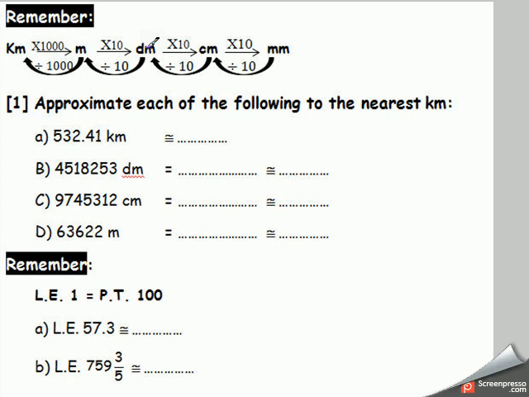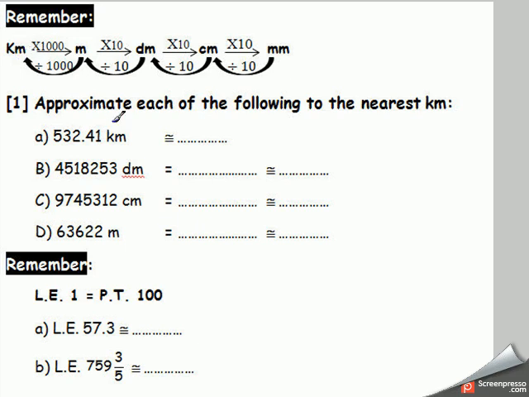Now, when I want to convert from decimeter to kilometer, what can I do? I should divide by all of these zeros. This has 4 zeros, so I will divide by 10,000.